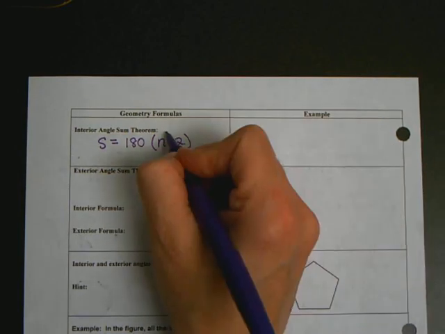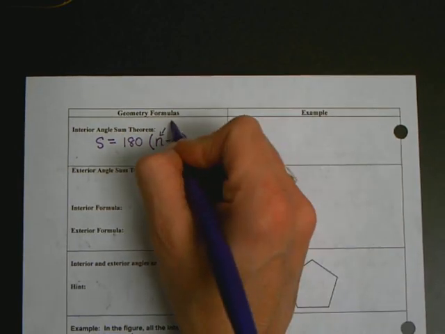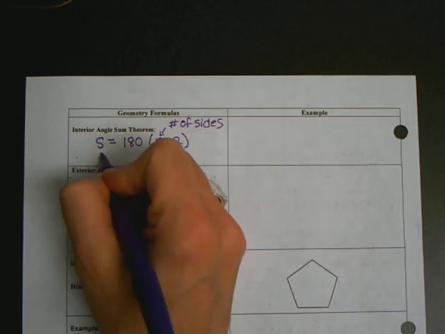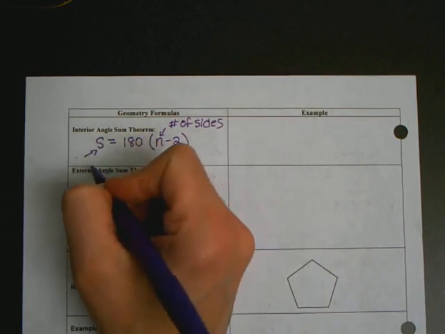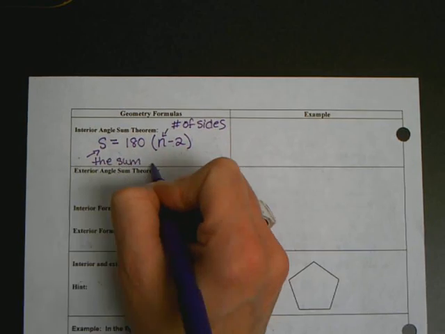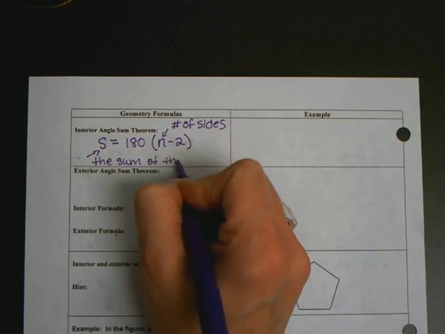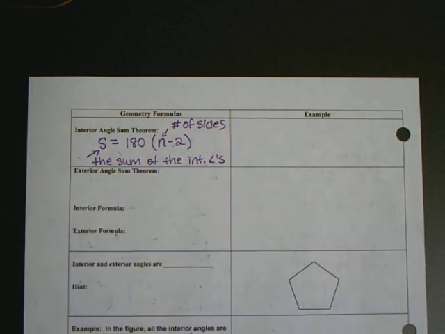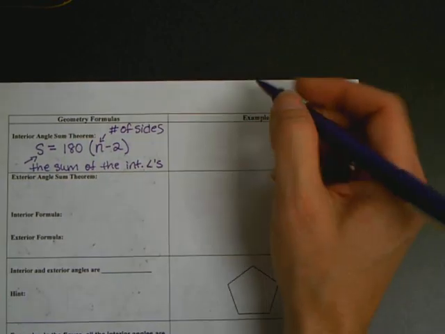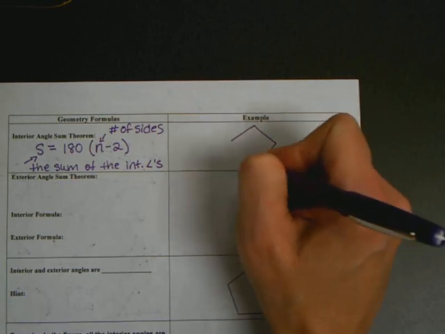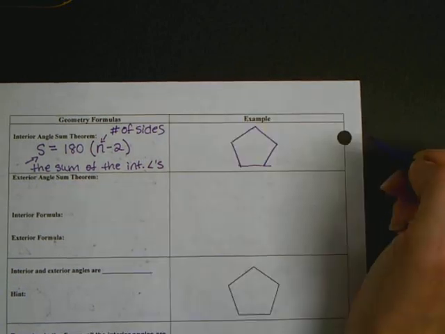So we want to be sure and label these so you know that n is the number of sides and S is the sum of the interior angles, and I just abbreviated interior. Okay? Now we're going to draw a little picture in this box of a pentagon, and it's not a really big box, but we're going to do our best to get a regular pentagon in there.